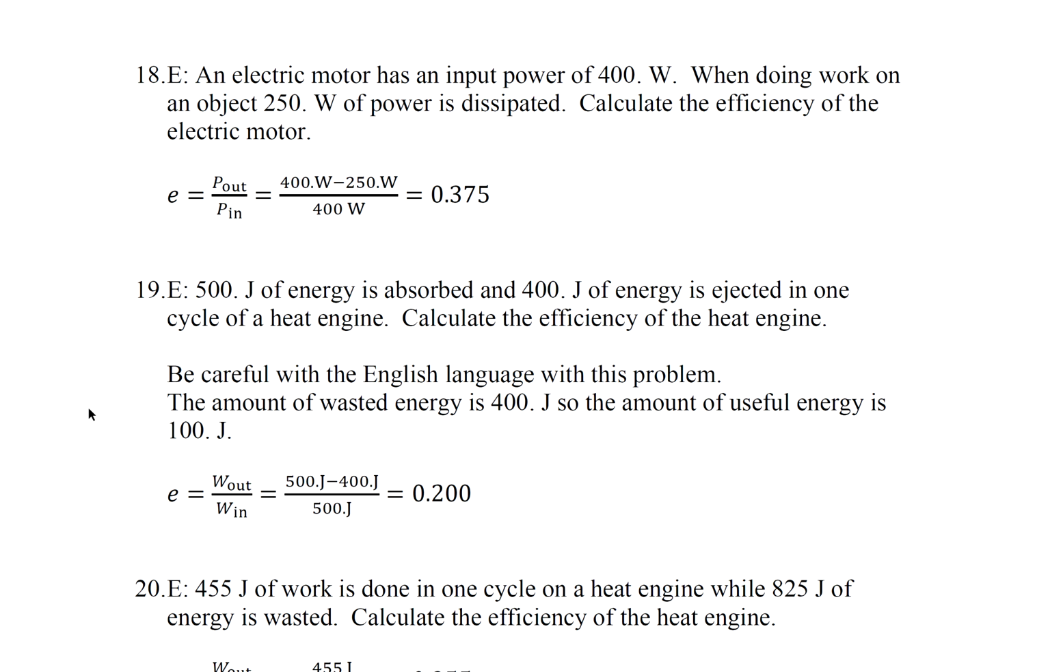Question 18. An electric motor has an input power of 400 watts. When doing work on an object, 250 watts of power is dissipated. Calculate the efficiency of the electric motor. Well, we were given everything.